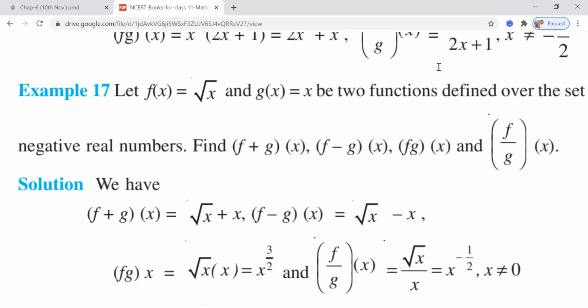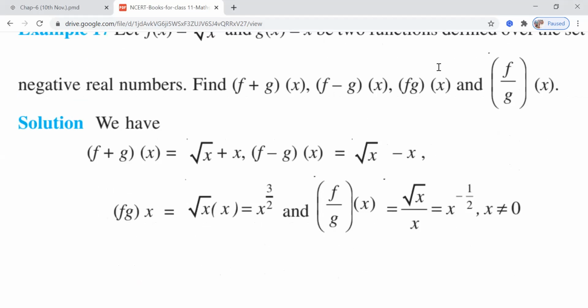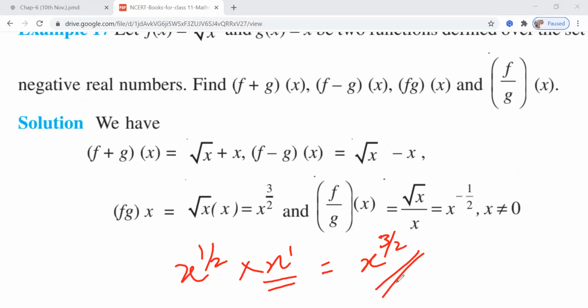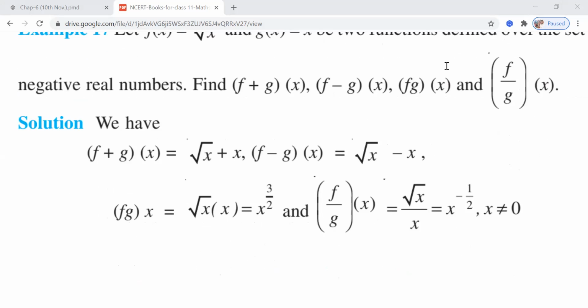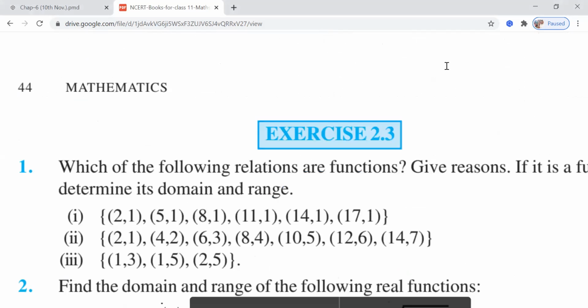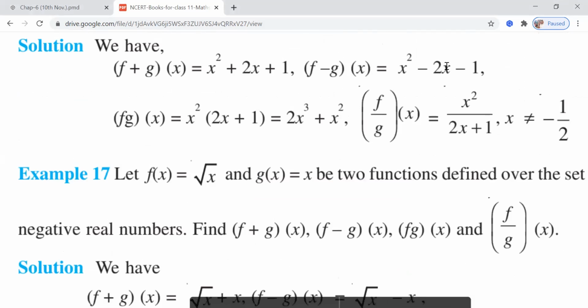Same thing for this question also. Those who don't know, root x into x: root x is x power 1 by 2 and x is x power 1. Same base in the sense what? X power 1 by 2 plus 1 is what? 3 by 2. That's all. Is it clear? Are these topics easy or difficult? Is it clear till whatever I taught you?